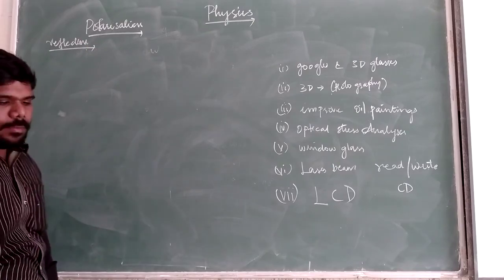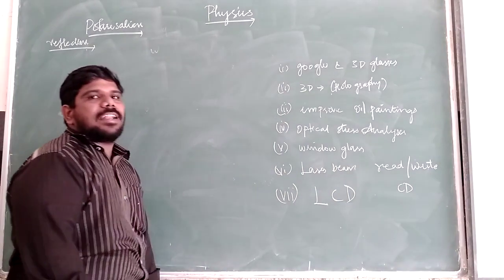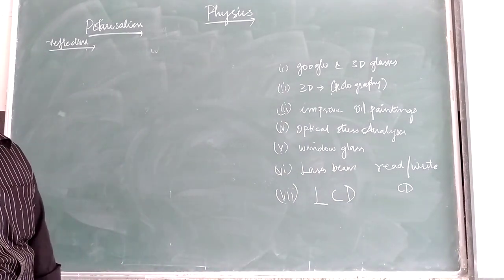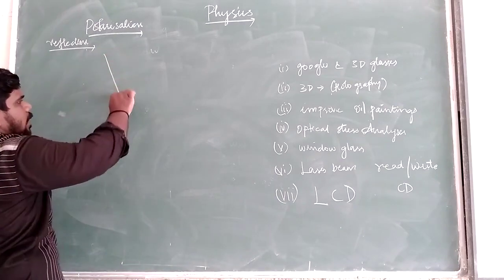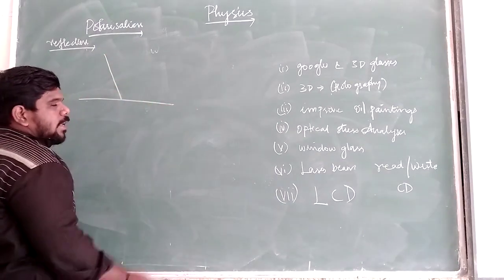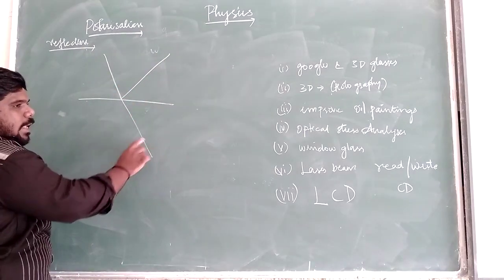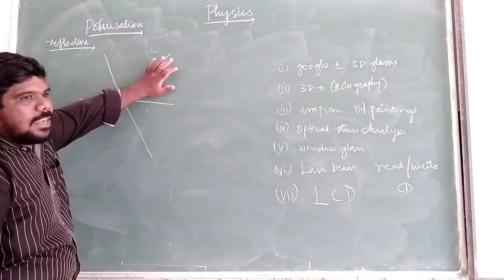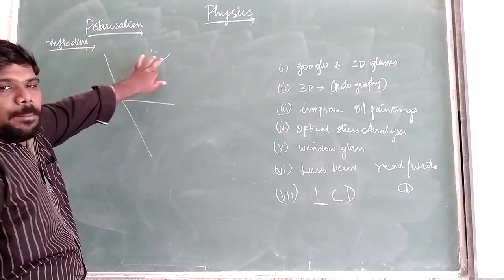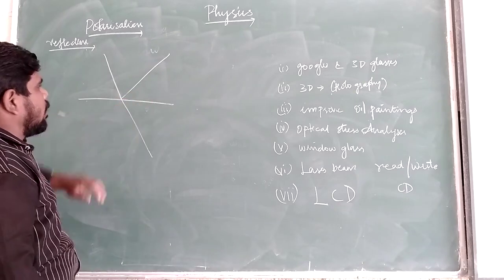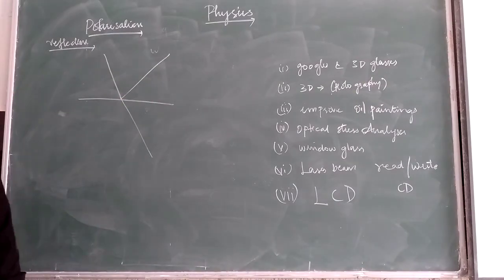The angle at which the reflected light will be polarized is called the polarizing angle. What is that? When a ray of light is incident on a transparent material, a part of its light will be reflected and a part will be refracted. The reflected light will be polarized at a particular angle. That angle is called the polarizing angle.